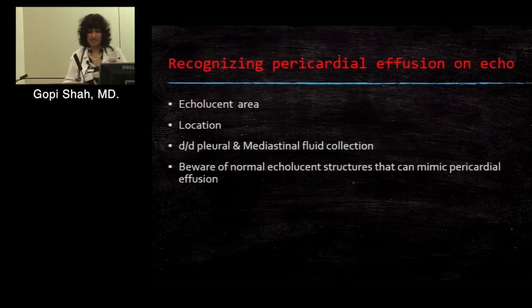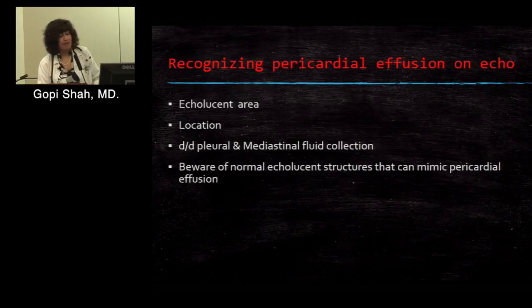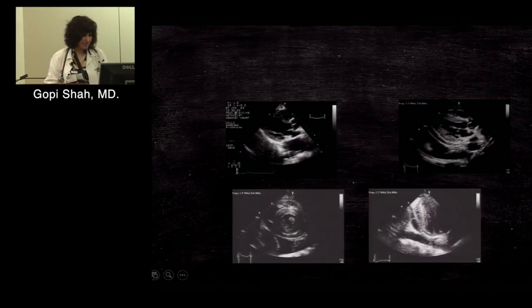From an echo standpoint, it is very important to know how to define an effusion. It is very clear when it's an obvious effusion, but sometimes we have normal echolucent areas, particularly when you are starting off in the field of echocardiography, that you need to know. It is very important to know what is normal to be able to tell what is abnormal. Echolucency is how we define an area of pericardial effusion, along with location, being able to distinguish between pleural and mediastinal collections, and, as I mentioned, knowing the normal echolucent structures that we can see. So let me see if I can play these.